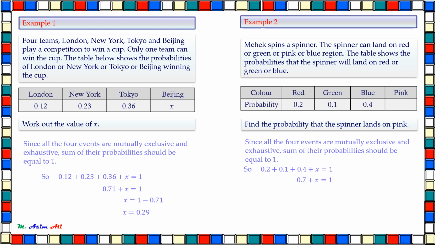0.7 plus x equals 1. 0.7 will go to the right hand side, and when it goes to the right hand side, it will be subtracted from 1. So we have this equation next, and when we subtract 0.7 from 1, the answer is 0.3. So this is the chance or the probability of the spinner landing on the pink region.